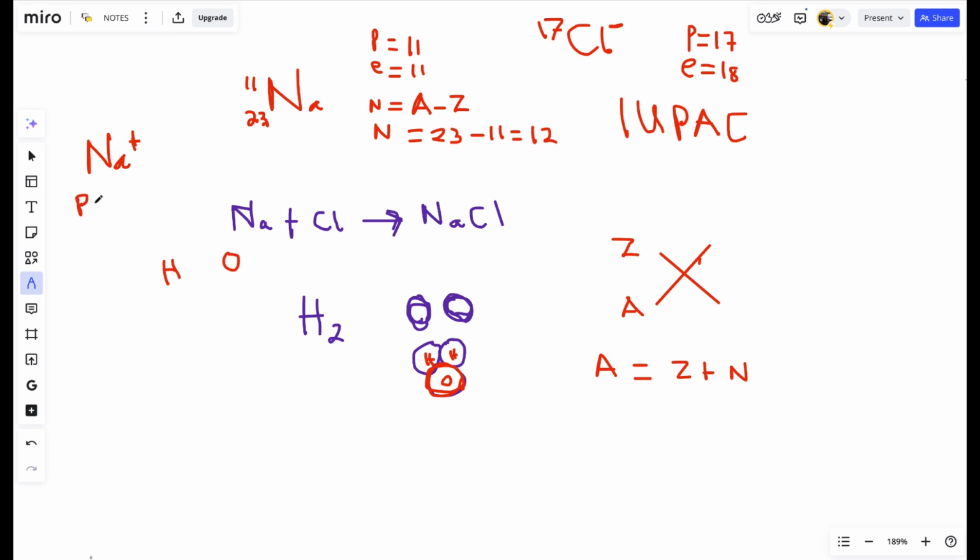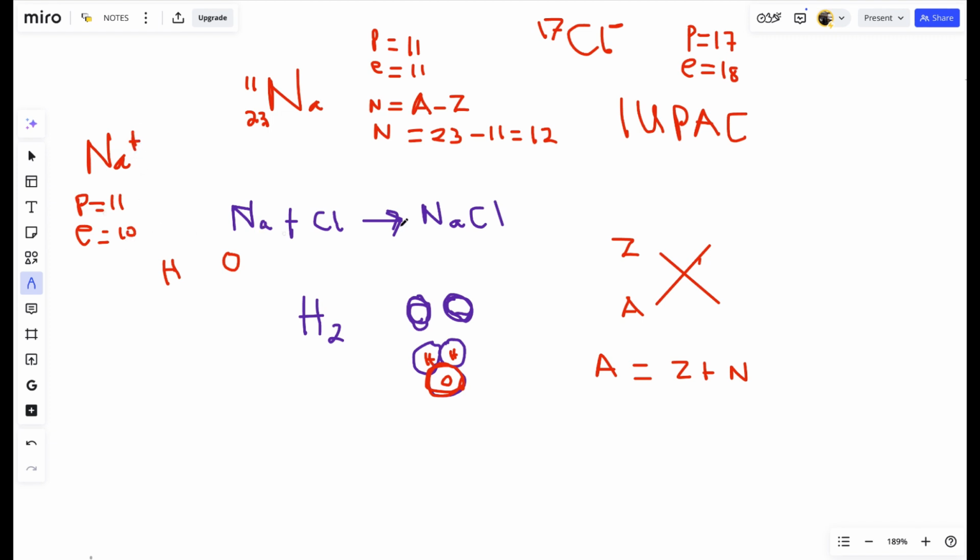Here, the number of protons will still remain 11 for sodium. But remember, sodium lost 1 electron, so the number of electrons will now be 10 for the sodium ion. In fact, that's why you have a positive charge, because the protons are now more than the electrons. That's why you have the plus.